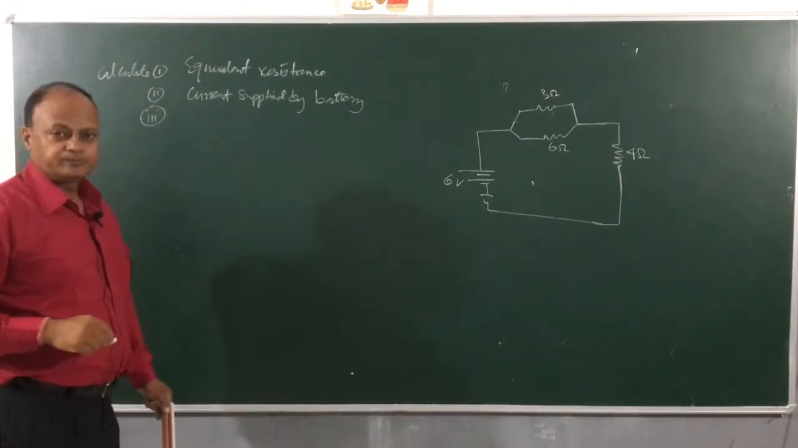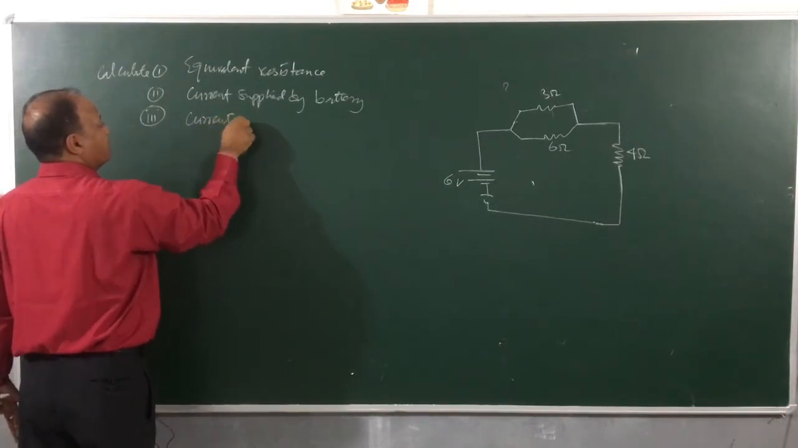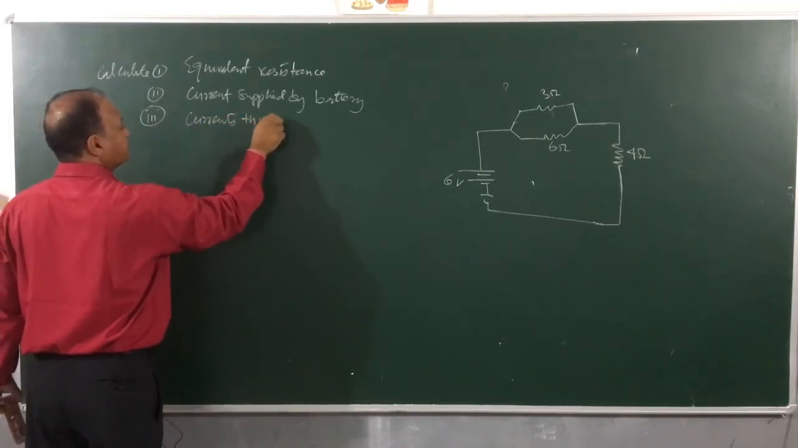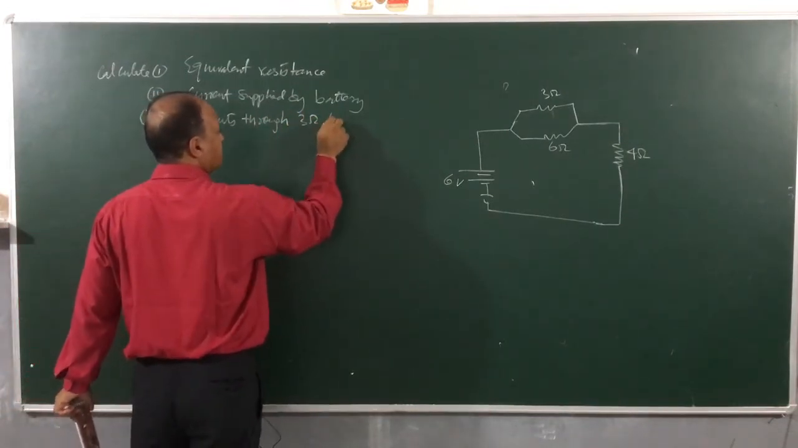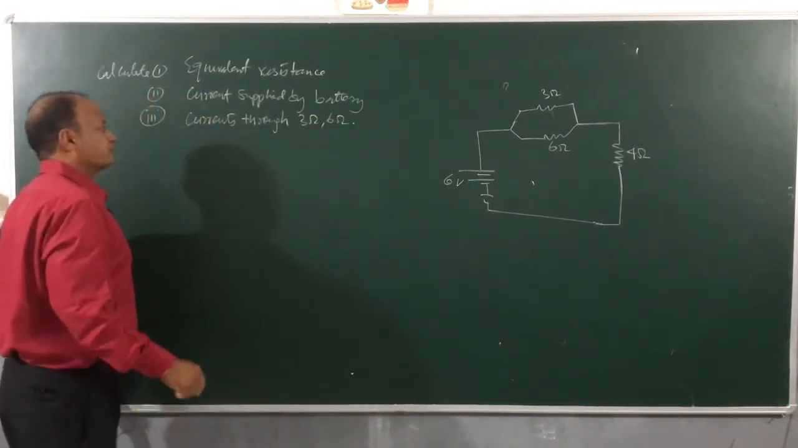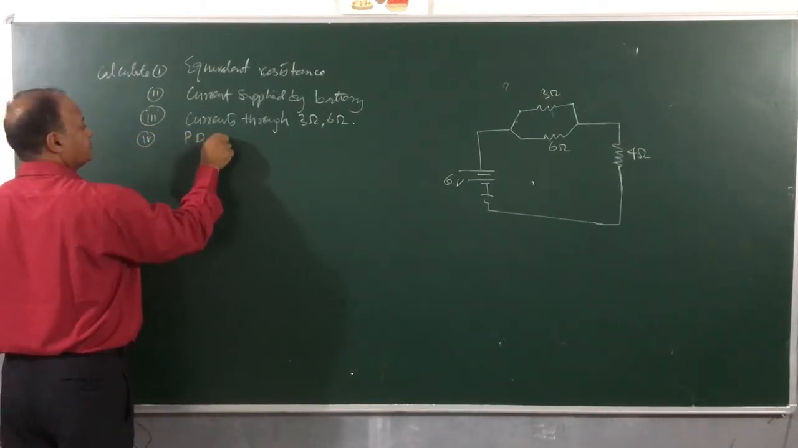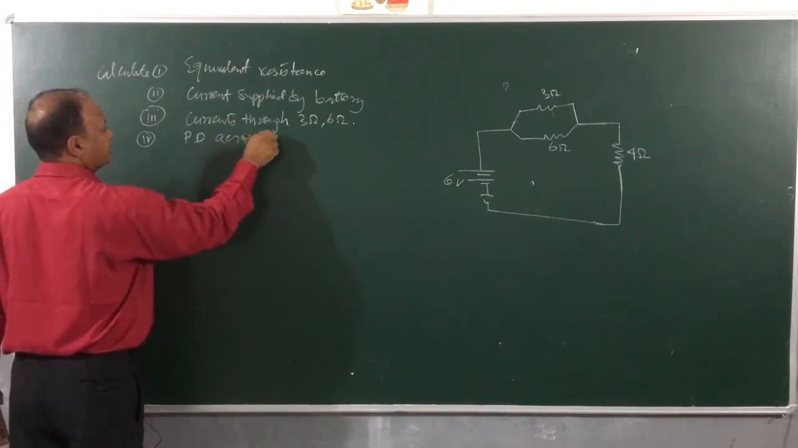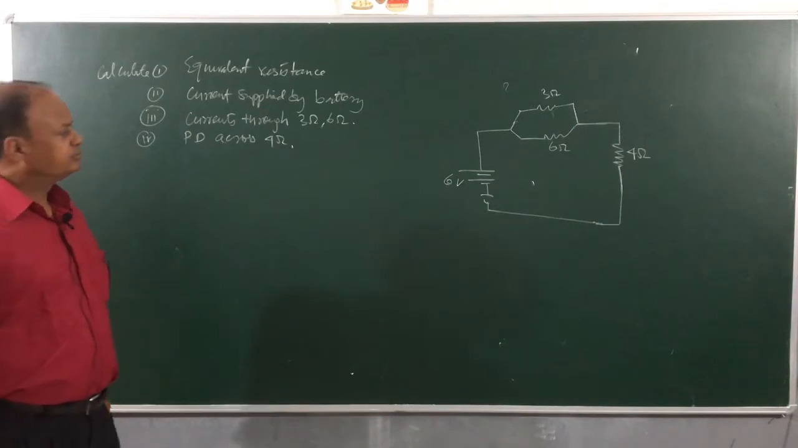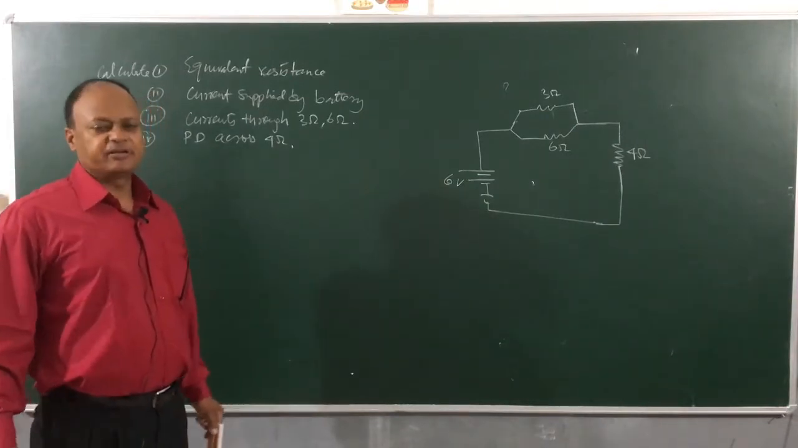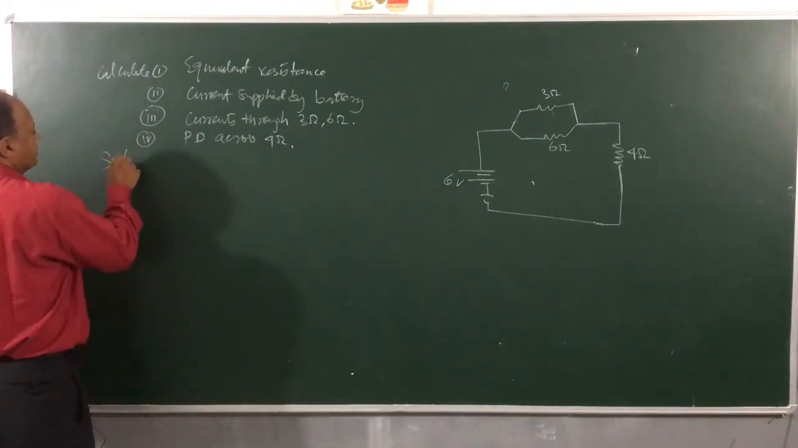number 3, currents through 3 ohm and 6 ohm, and number 4, PD across 4 ohm. So, simple problems like this may be given to you. Let us discuss. Let us see a solution.